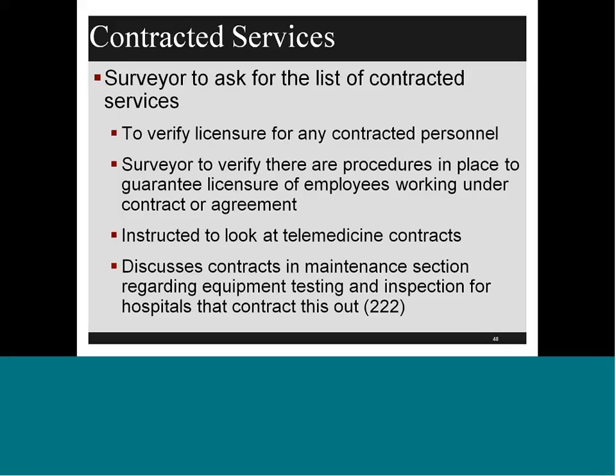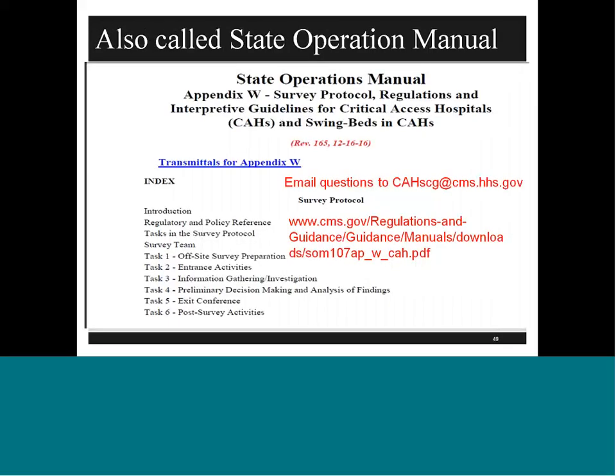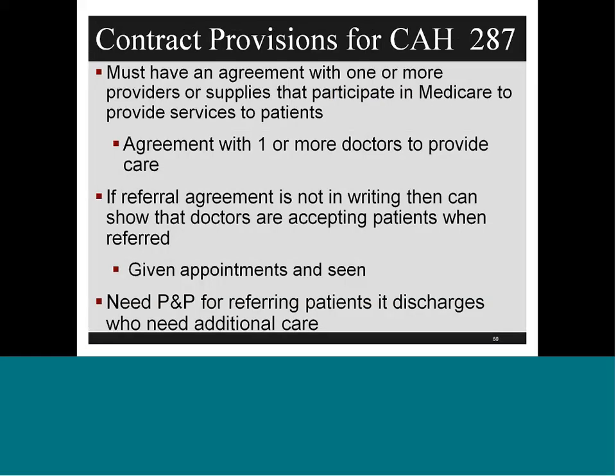But there is a section in there to make sure that people are qualified to do the equipment, and if you outsource it, again, you have to make sure. This is the Critical Access Hospital website. Again, it's Appendix W, and the last time it was updated was December the 16th. So you have to have an agreement to have one or more providers provide services, and again, you have to have at least one doctor to be able to run a critical access hospital. Obviously, most of them have multiple doctors.